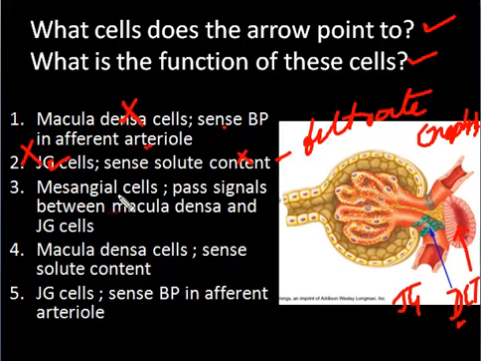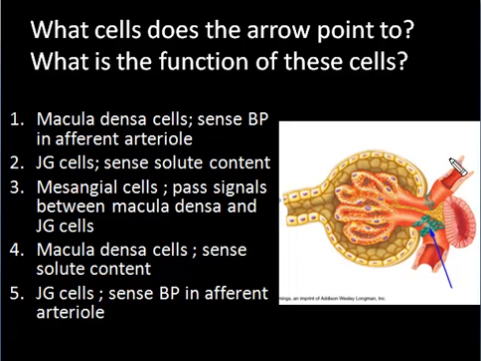Let's look at the third choice, which says mesangial cells. These mesangial cells are cells which are present here, in between the arterioles and the distal convoluted tubule. So these are the cells. As we can see here, these are not the cells that the arrow is pointing to, and the function of these mesangial cells is indeed to pass signals between macula densa and JG cells.